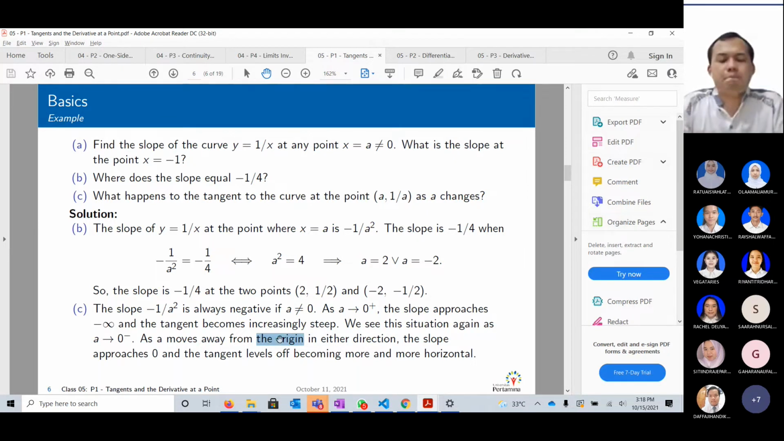Nah, di sini saat A pergi jauh dari 0, kemiringannya akan menuju 0. Jadi minus 1 per A kuadrat itu akan menuju 0. Sehingga kemiringannya itu akan menjadi semakin datar. Jadi semakin menjadi horizontal seperti itu. Is it clear?